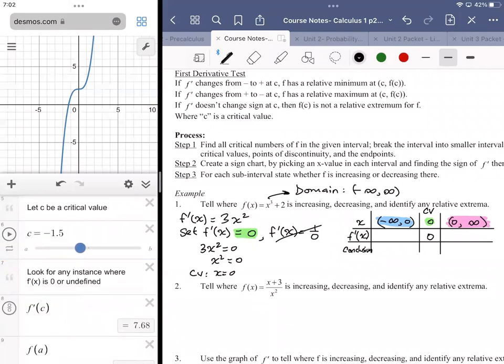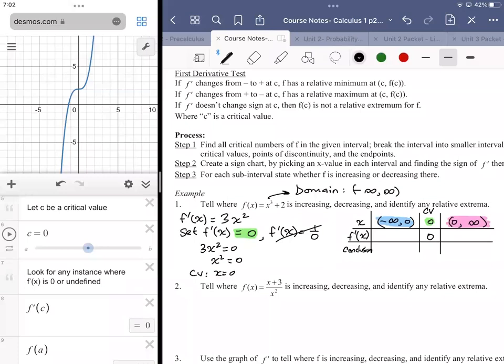All right, so at 0, my derivative is equal to 0. Can't get it to stay on there, but there it is. But it's equal to 0, so we're good there. It's verified.